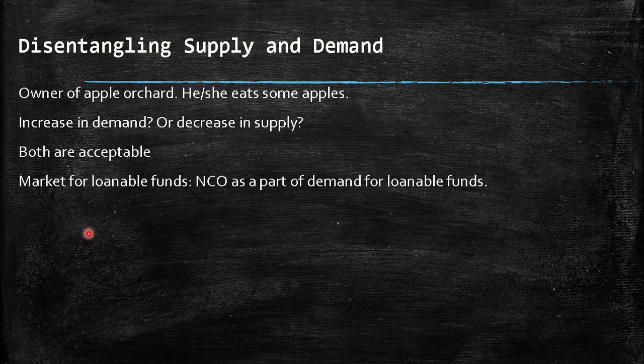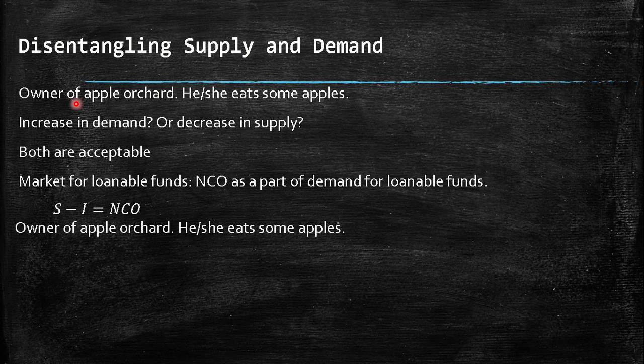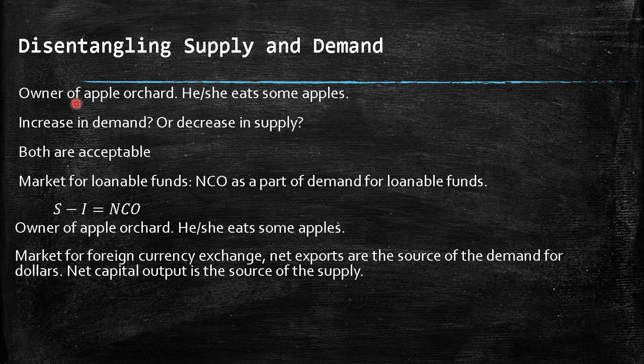Basically, because for the market for loanable funds, NCO as a part of the demand for loanable funds could be like this part, because we know that S is equal to NCO plus I. So maybe we can rearrange this one and we can think that it's a part of demand. So exactly, it should be pretty much like that.